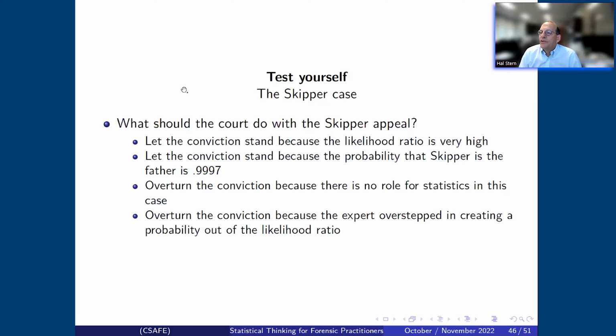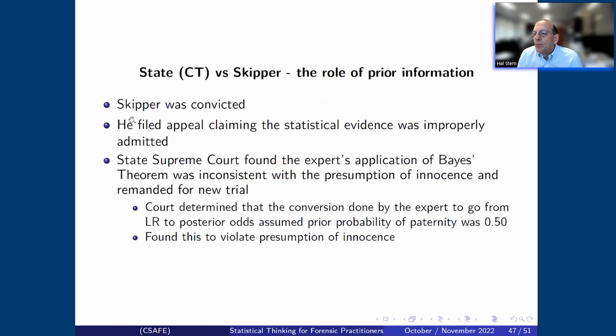Let's find out what the judge did and then what I think about what the judge did. Skipper was convicted. He filed an appeal. The state Supreme Court found that the expert's application of Bayes' theorem was inconsistent with the presumption of innocence and sent it back for a new trial. Once again, sometimes as a statistician, you get concerned about what judges and lawyers know about statistics, but once again, the judge acquitted him or herself well.